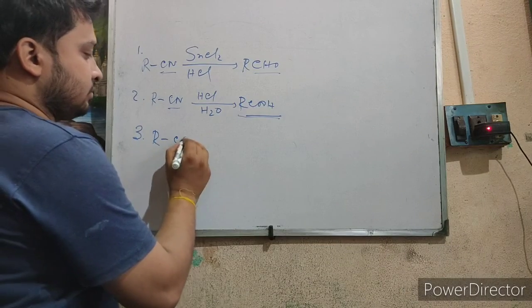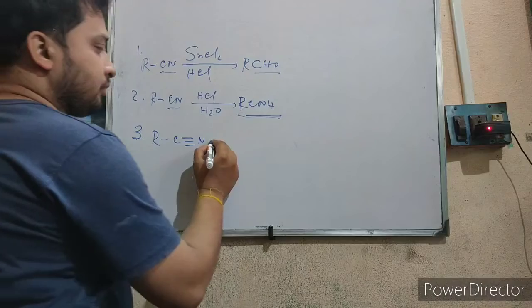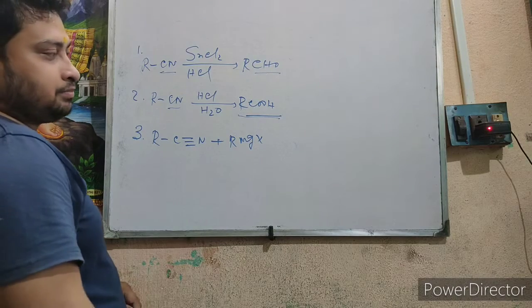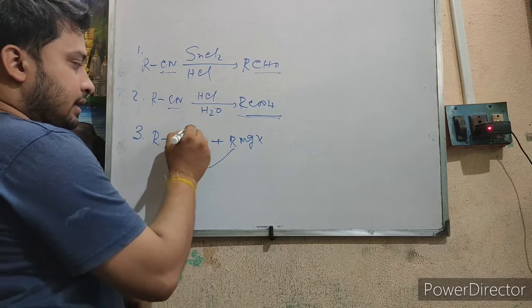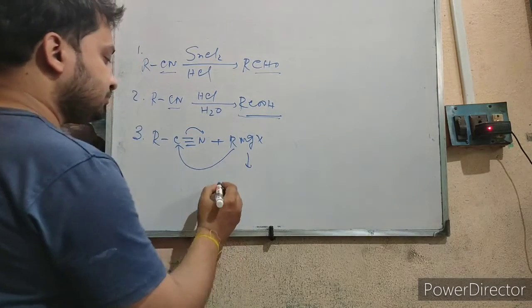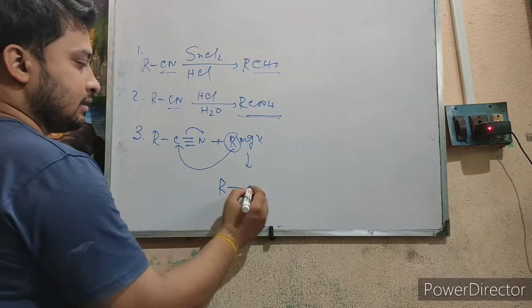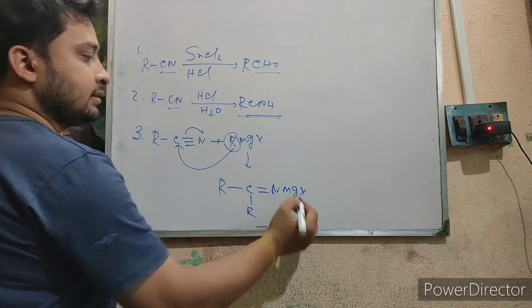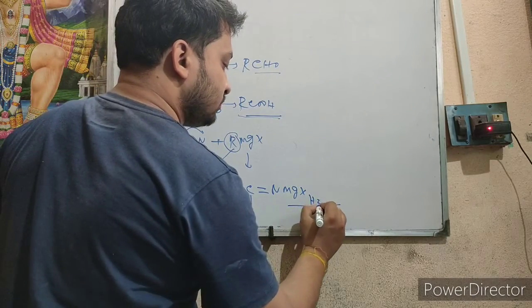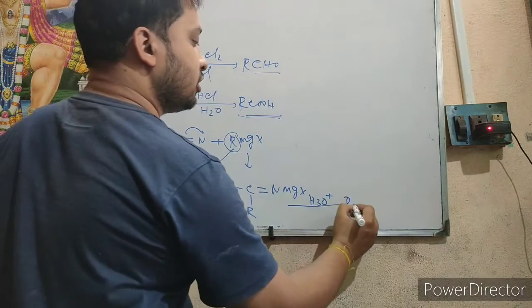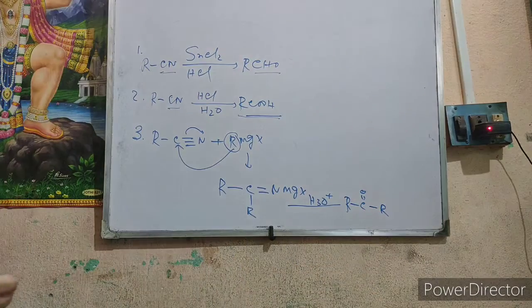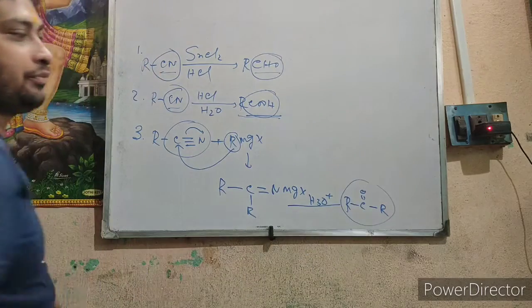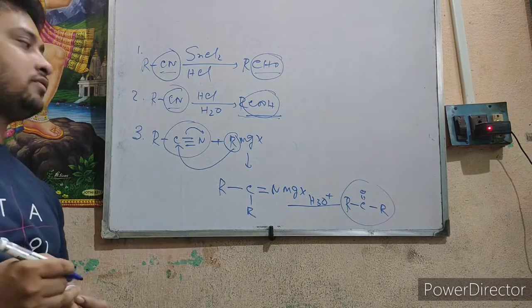Third one, RCN reacts with RMgX. R hits this carbon and so the bond is broken. So the product will be RC double bond NMgX, with R on the carbon. One bond is broken, so a double bond is here. Then you acidify it. So the product will be ketone, RCOR. So you can prepare aldehyde from cyanide, acid from cyanide, and ketone from cyanide. So the cyanide group is very important.